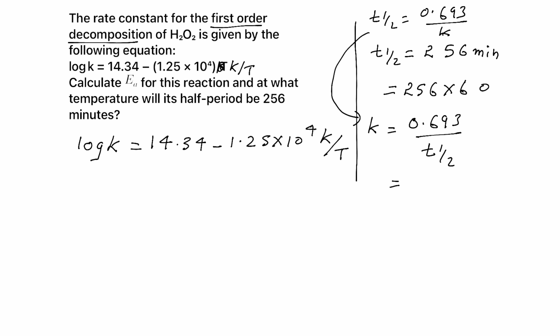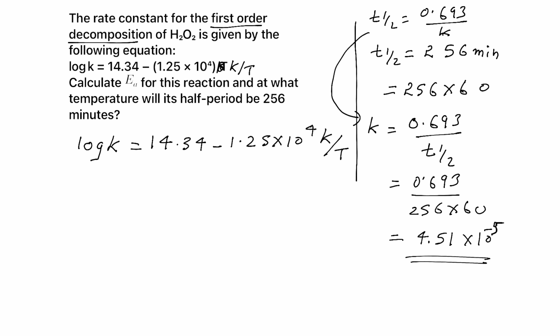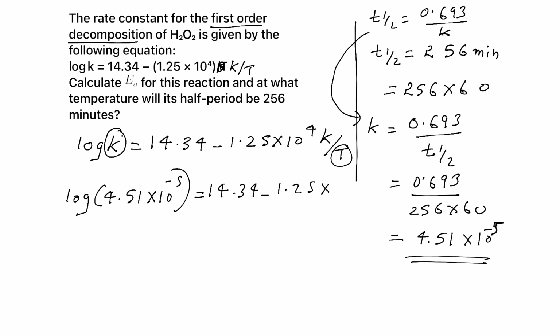Okay. So 0.693 by 256 into 60. You have to calculate it and you will get 4.51 into 10 raised to minus 5. What is the unit? Second inverse, because it is first order reaction. Okay. Now substitute that K here and find T. Very easy, but the only thing you must know is how to use log. Okay. So log 4.51 into 10 raised to minus 5, which we already got, is equal to 14.34 minus 1.25 into 10 raised to 4 Kelvin by temperature.